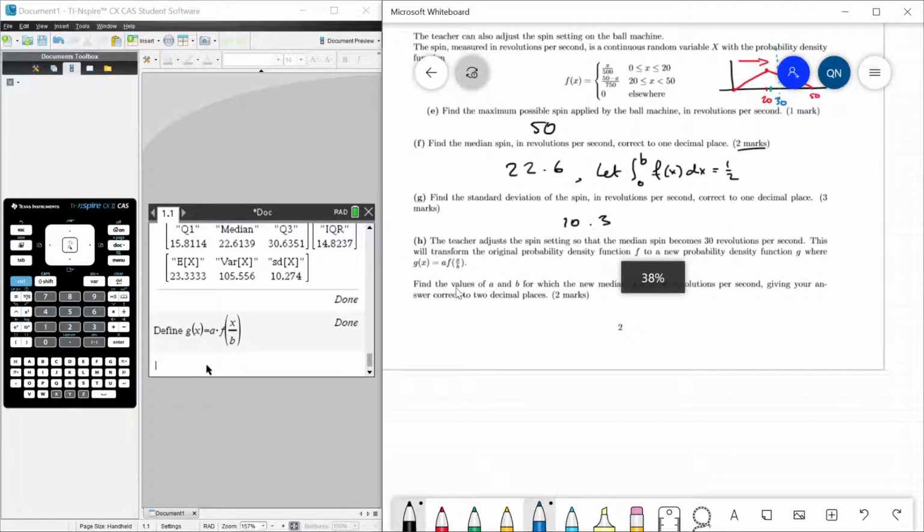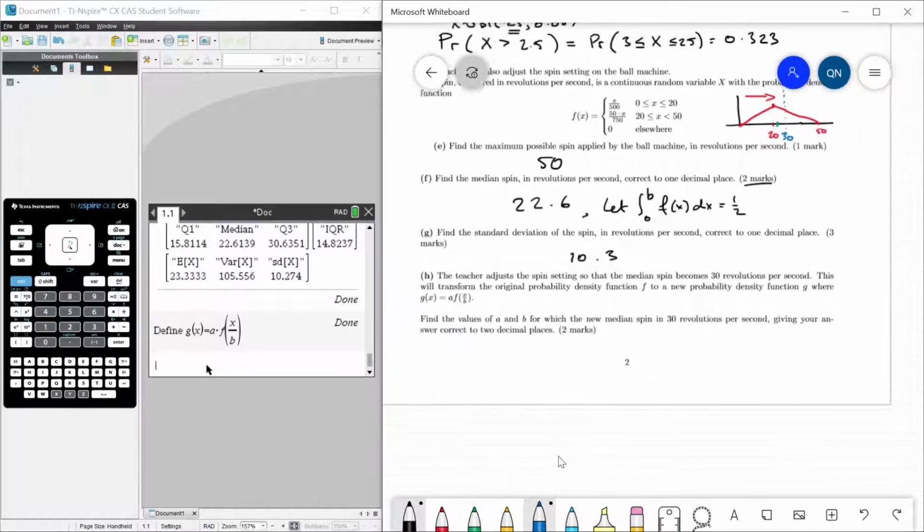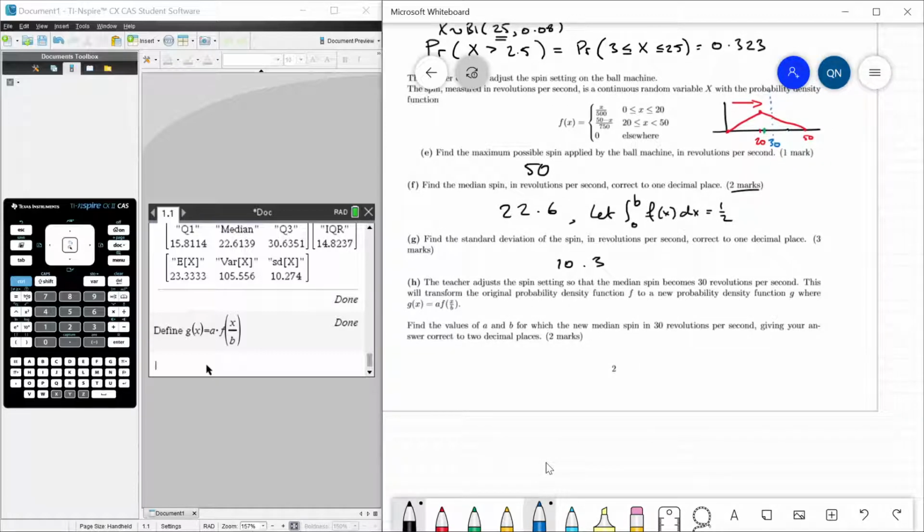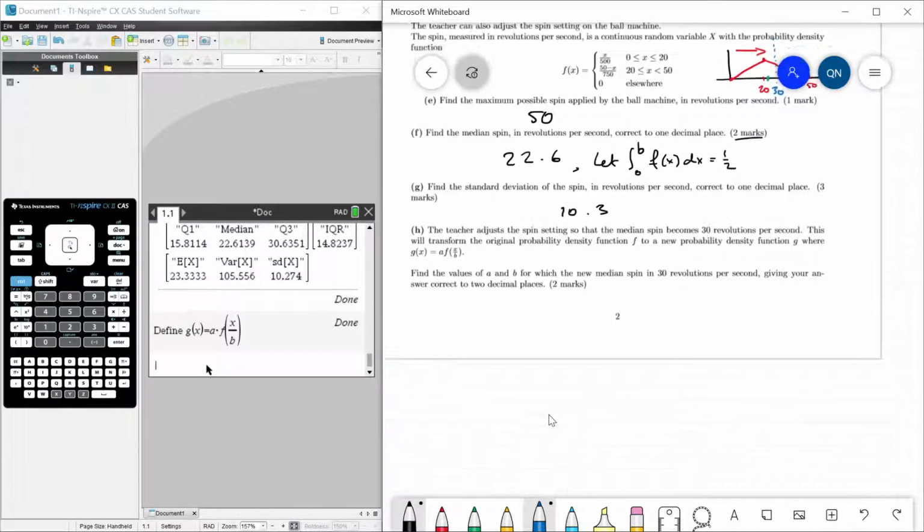Okay. So notice there's two variables, a and b. So ideally, we want two equations to solve simultaneously. So what could they be?